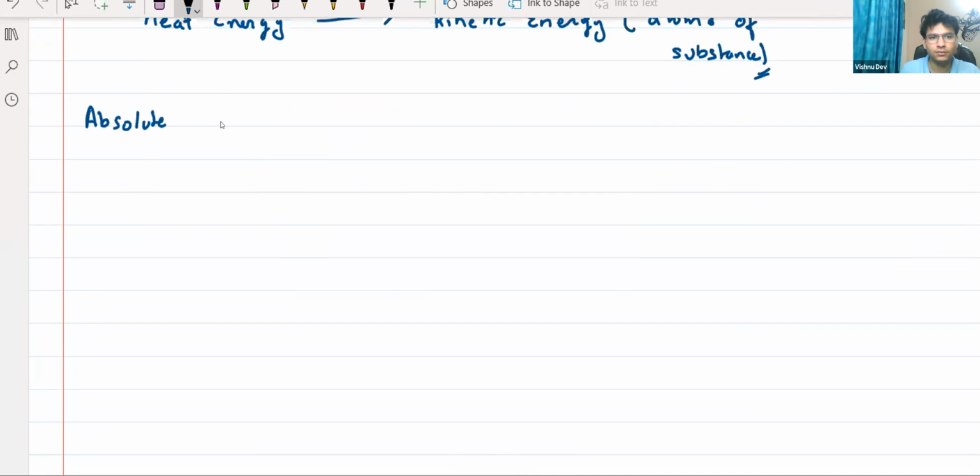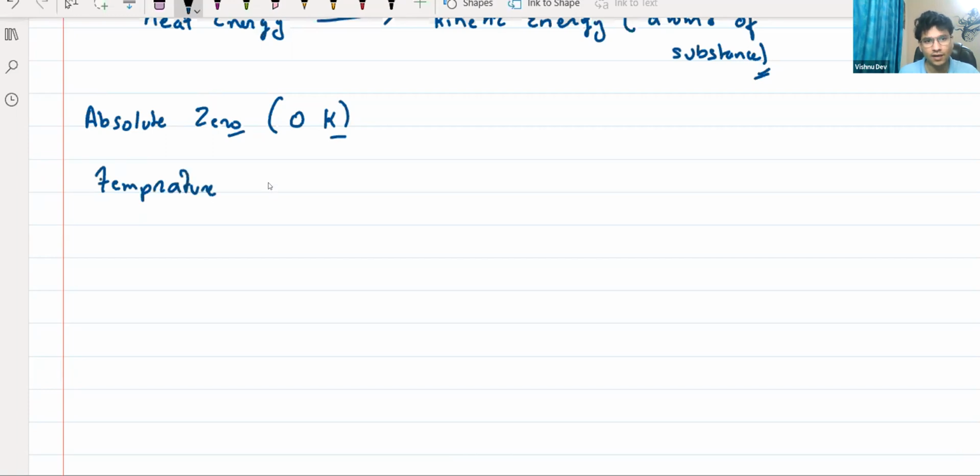Absolute zero is 0 degrees Celsius? No, not Celsius. It is 0 Kelvin, right? We will see the units of temperature. It is something like minus 273 degrees Celsius. So absolute zero, scientific work, exactly. Absolute zero is a temperature, and that is the definition itself.